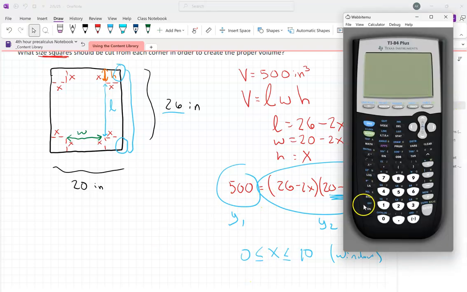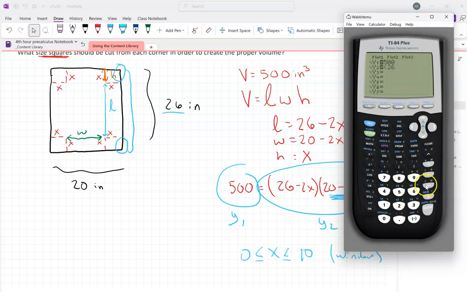All right, let's get this in here now. So I'll go to y equals, y1, I'm going to make 500. y2, 26 minus 2x times 20 minus 2x times x. Everybody feel okay there? Just copied it in.